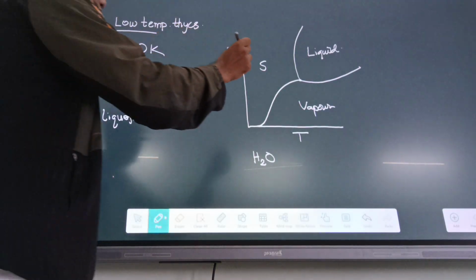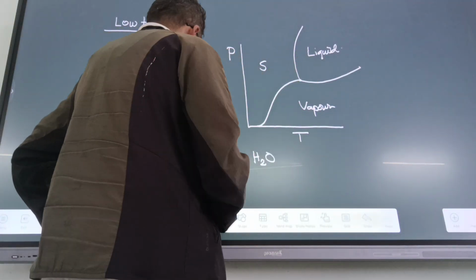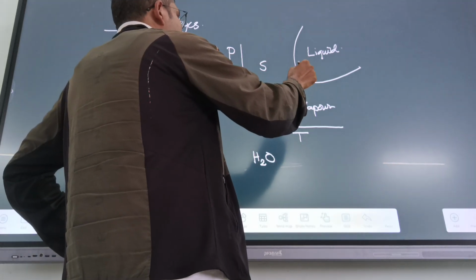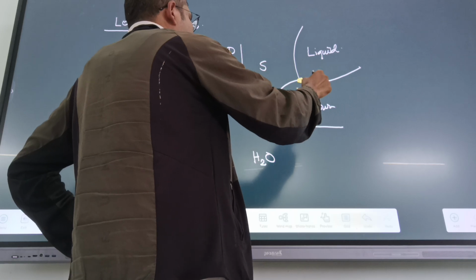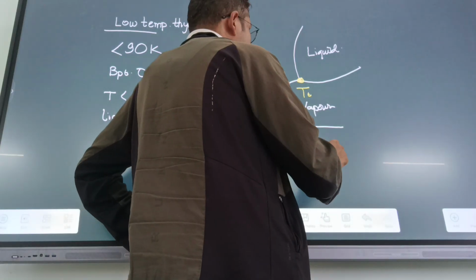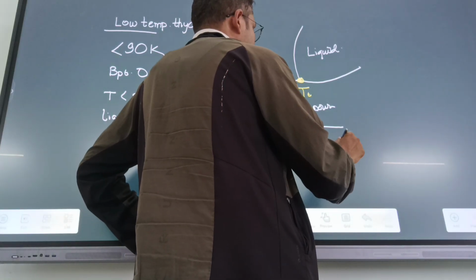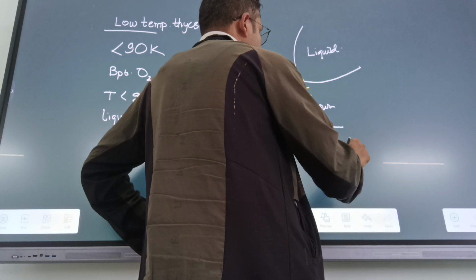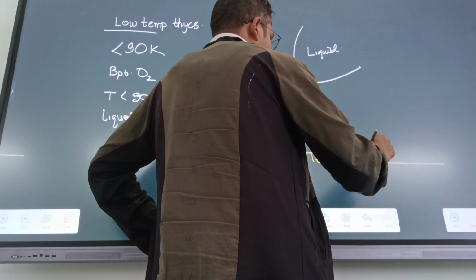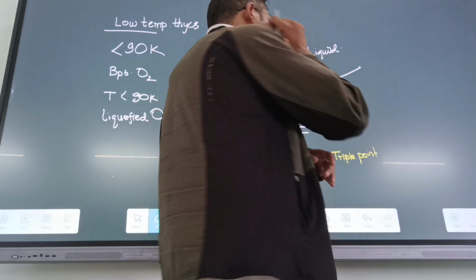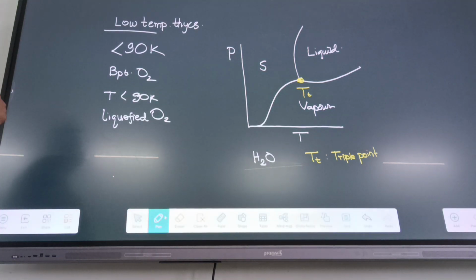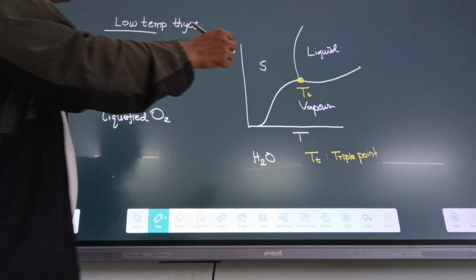So this point is called what? It's called triple point. Why is it called triple point? Because three states coexist. Okay. अच्छा, now if we increase the temperature, you know what happens here?